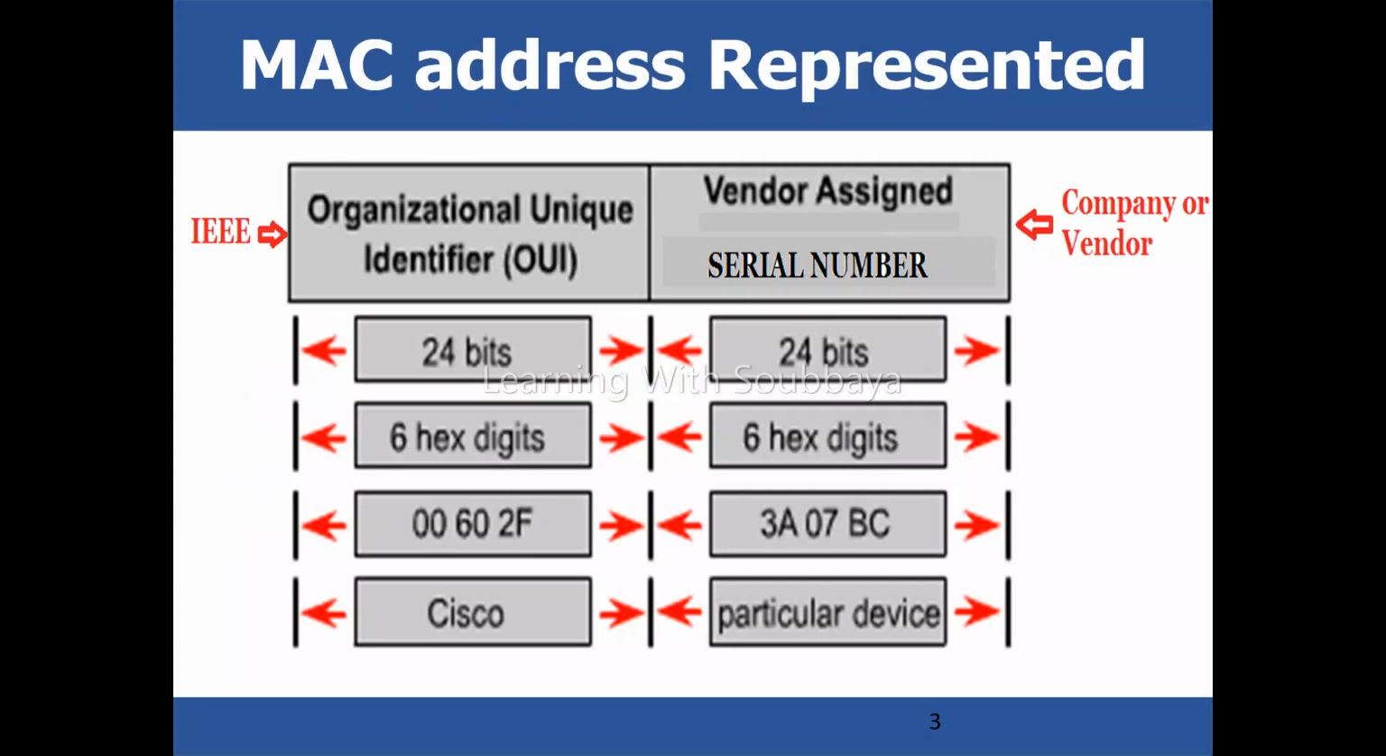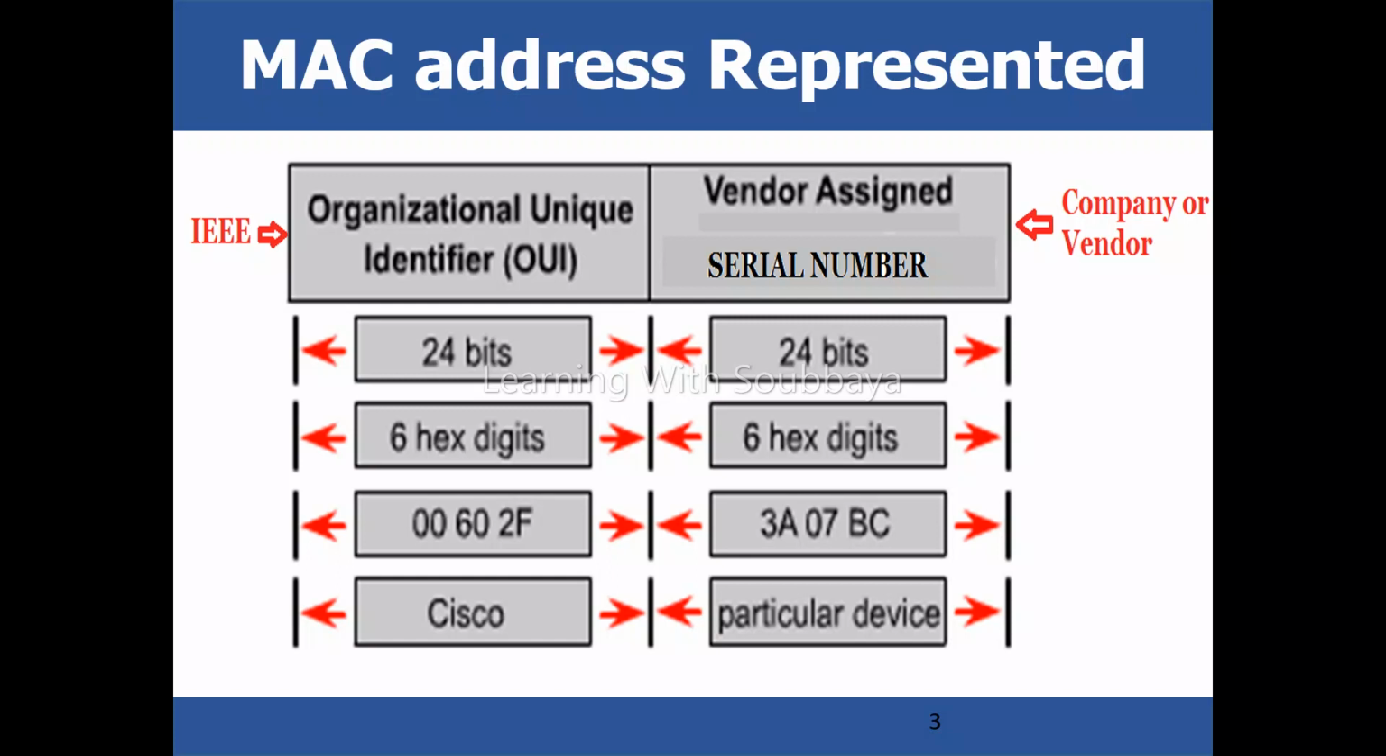Okay, so we see here how the complete MAC address looks like. I told you 12-digit hexadecimal, right? 48-bit binary number. 48 has been divided into 24 bits and 24 bits. That is, 12 digits has been divided into 6 hexadecimal, 6 hexadecimal. Okay, the first one represents what? OUI, Organizationally Unique Identifier. Okay, who will provide this OUI number? IEEE will provide this OUI number.